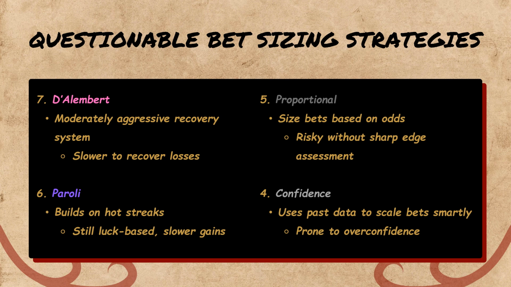Number 7 is going to be the D'Alembert system. And this is when you increase by 1 unit after a loss, or after a losing day, and decrease by 1 unit after a winning day. So if you lose on day 1 your $10 bets, you move up to $20 the next day. If you win on that day, you'll drop back down to that $10.